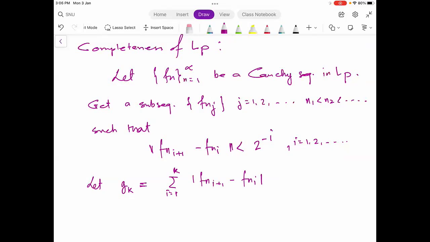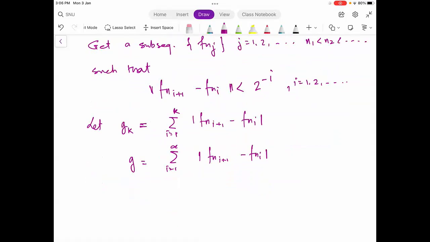And g equal to the summation from 1 to infinity of this. Don't worry about g right now. Worry only about g_k. g_k is after a finite sum, you should have no objection about it.